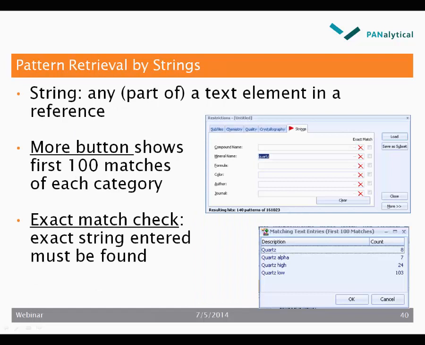Pattern retrieval by strings. This is a text search for text elements in various descriptive fields of a reference pattern. Enter any part of a text and you see the number of the resulting hits immediately. The More button shows an overview on the first 100 matches of each category. For an exact match, the entered string must exactly match the complete string of the reference.